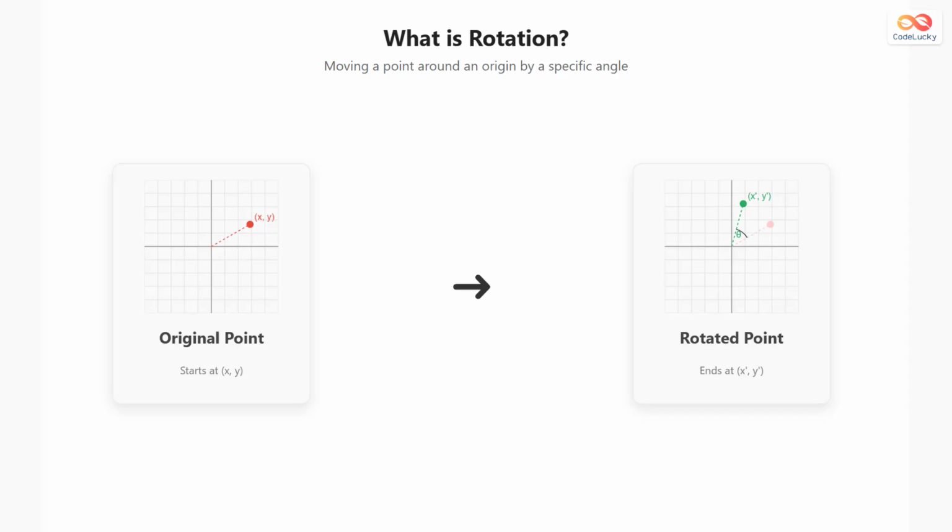So, what exactly is rotation? It is simply moving a point from one position to another along a circular path. We start with a point at coordinate x, y, and we want to move it to a new coordinate, x prime, y prime, by adding a specific amount of rotation angle.